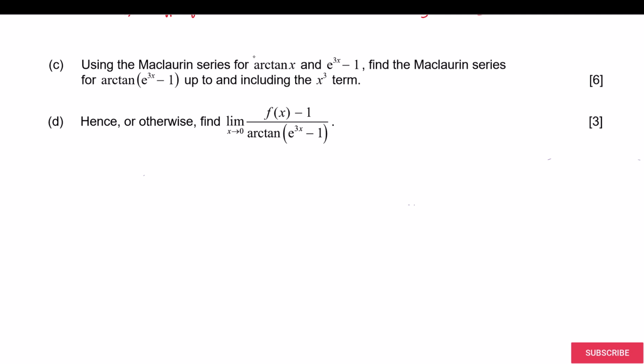Now for the next part, we can see using the Maclaurin series for arctan x. So we are going to use this series and e to the power 3x minus 1. Find the Maclaurin series for arctan of e to the power 3x minus 1 up to and including the x cubed term.